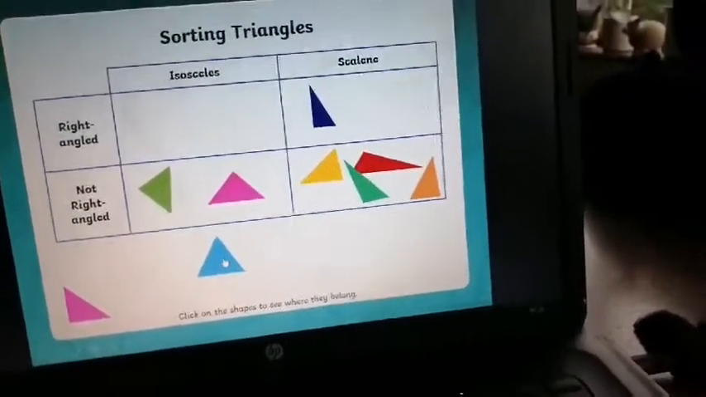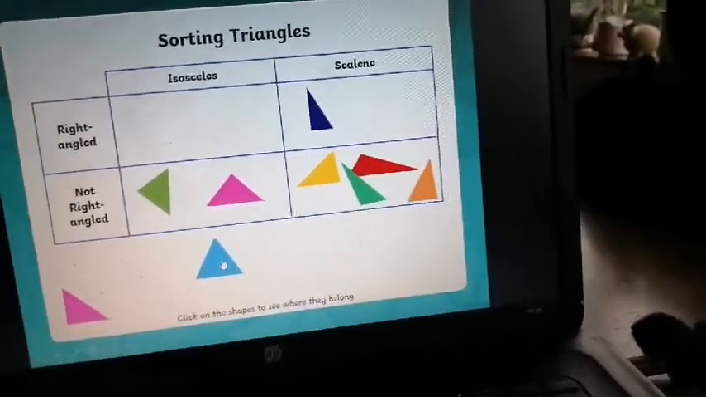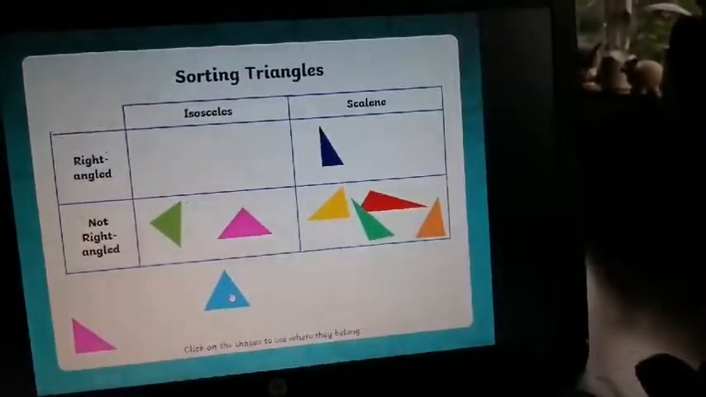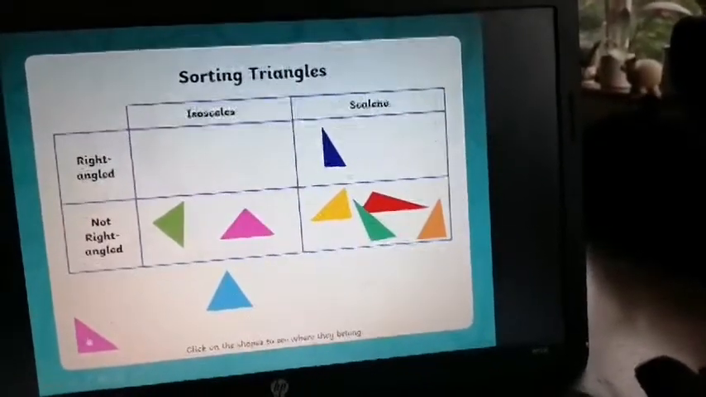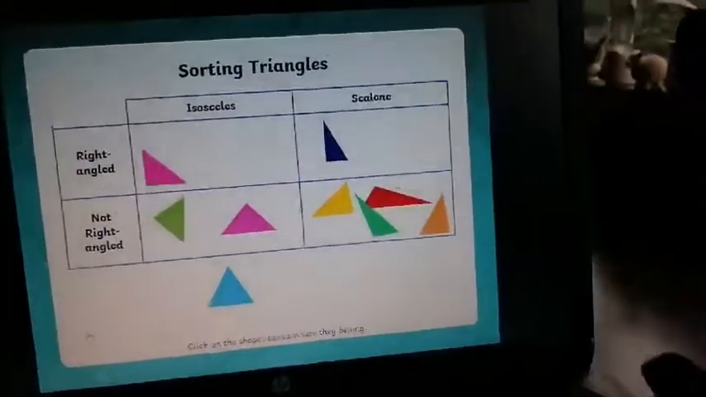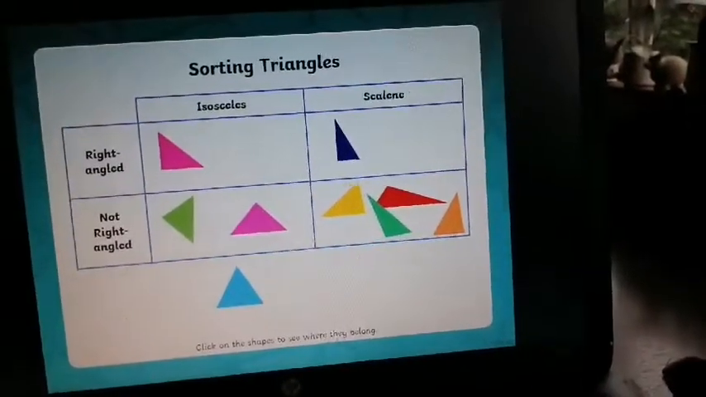To me, that would be an equilateral triangle. So it's not isosceles, not scalene, not right-angled either. So that one is not part of this sorting grid because it's an equilateral triangle. And this one finally is a right-angled triangle and it's isosceles.